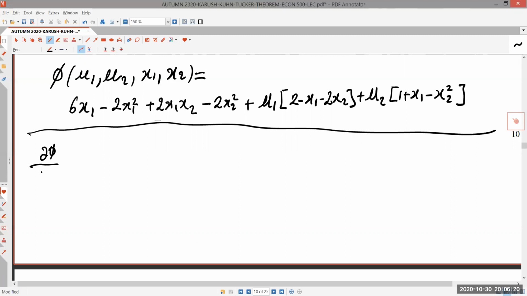Take the phi's first order derivative with respect to the first variable. And then here, there are mu's basically.